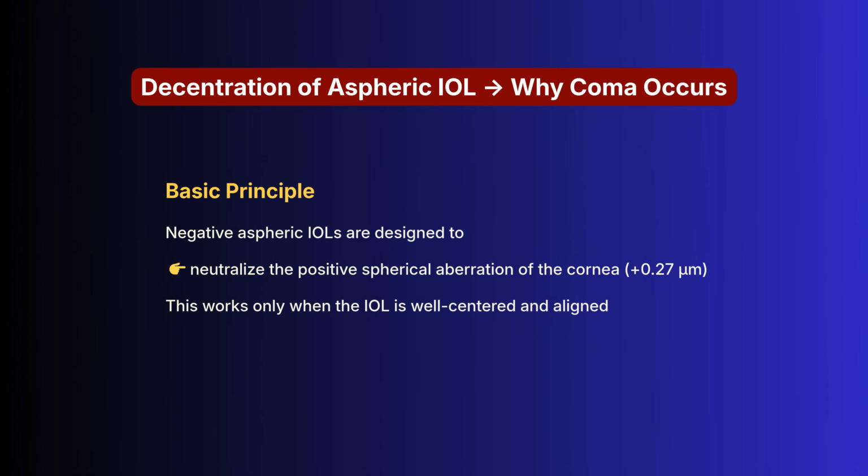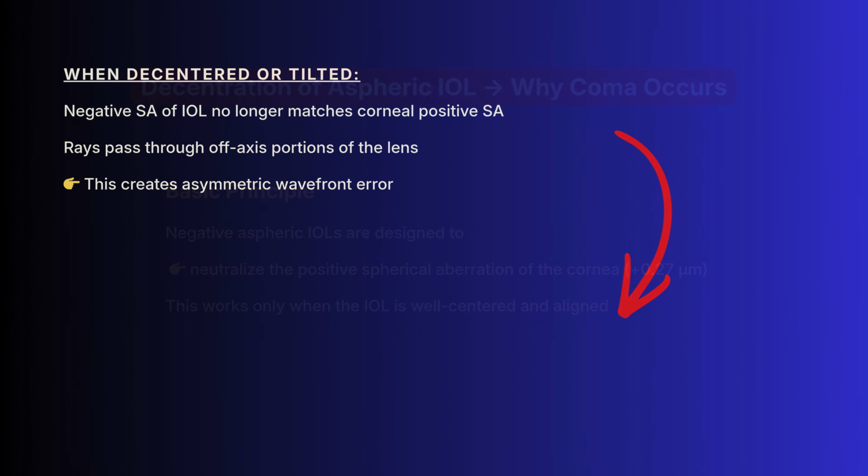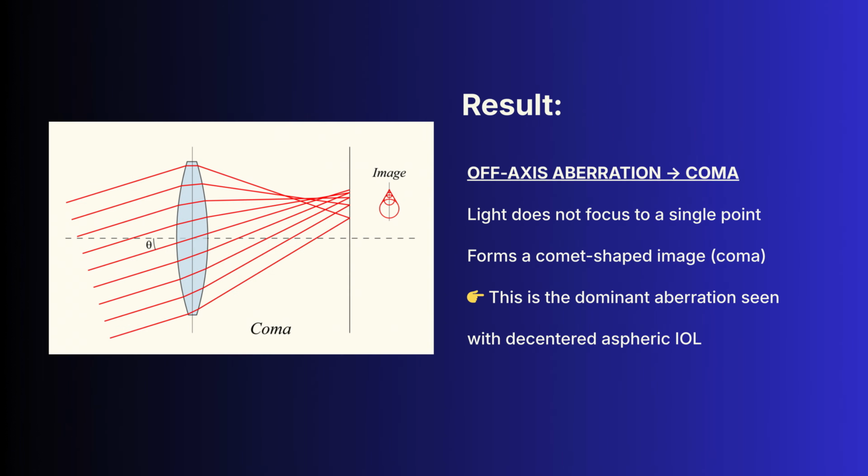Let us try to understand first how decentration of an aspheric IOL leads to coma. Aspheric IOLs are designed to correct the positive spherical aberration of the cornea by inducing a negative spherical aberration. When an aspheric IOL is tilted, the designed negative spherical aberration no longer perfectly compensates for the cornea's positive spherical aberration. This results in an off-axis aberration, like coma in most of the cases. Now let's start discussing the individual IOLs.